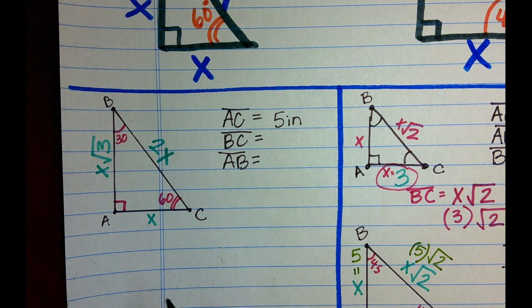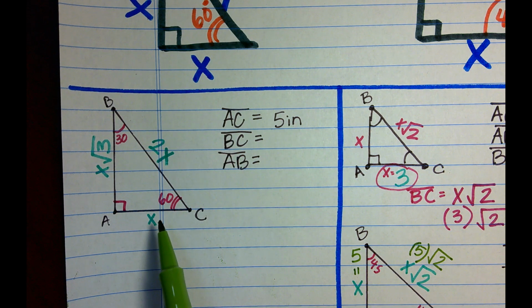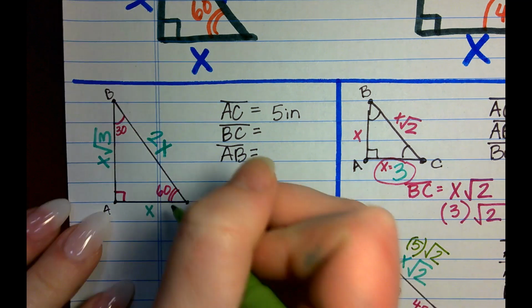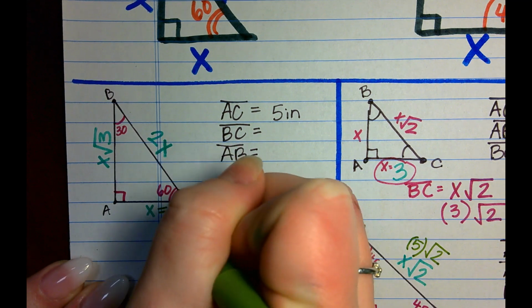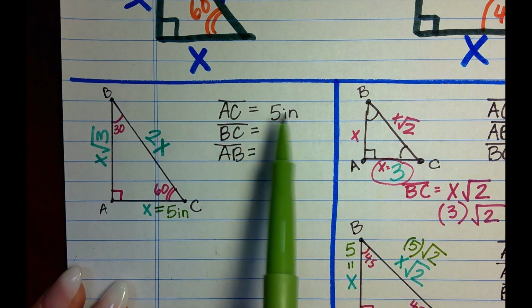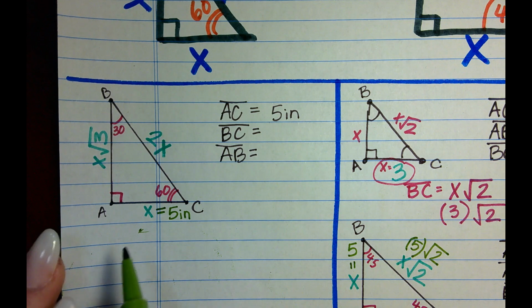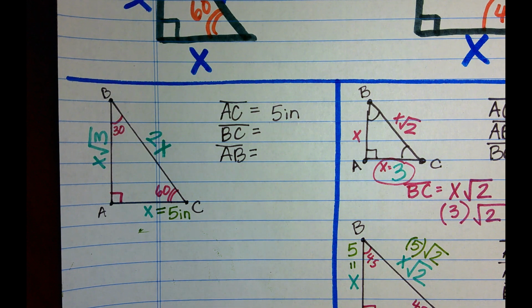See the 5 inches right there. If AC is 5 inches and AC is labeled X, then X is 5. I know, kind of a trick question. It's almost too easy. So if they tell us that this side length is 5 and this side length is X, then X is 5. How can we use X now to solve for my other sides?